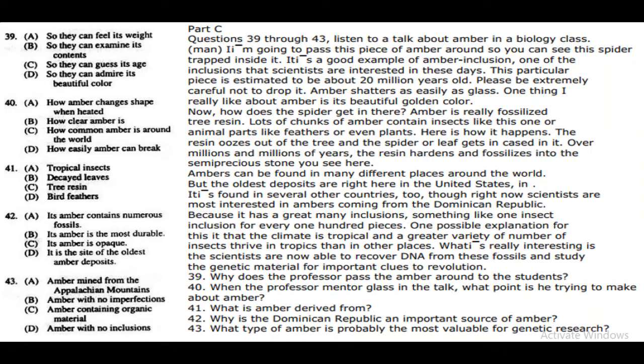Number 43. What type of amber is probably the most valuable for genetic research?